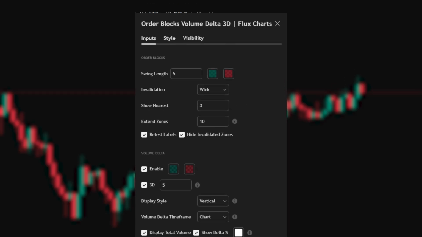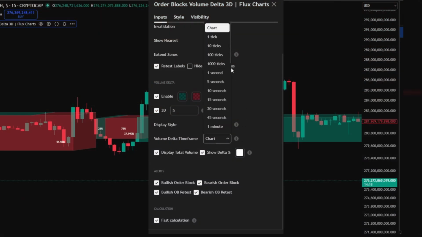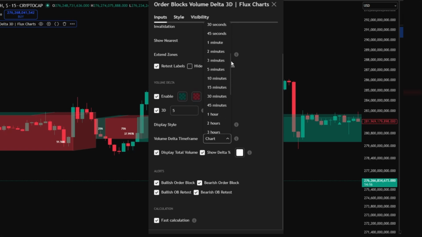There is an additional setting here that takes it further. You can choose which time frame the volume data is pulled from. By default, it reads volume from whatever chart you are on, but you can set it to aggregate from a lower time frame instead. The reason to do this is simple.